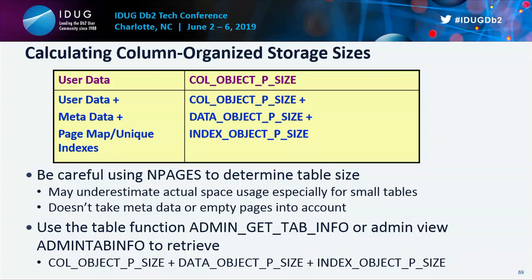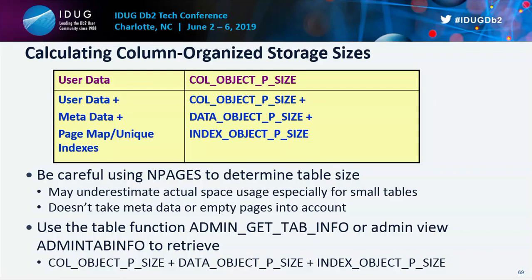So how do you do your calculations? Well, user data is equal to the column object, the size of that and the physical size. But the whole thing is your user data plus the size of your metadata plus the page map and unique indexes, and I would also argue put your synopsis table in here. And the warning here, as I said on the previous pages, is that N pages is only actually used pages. If you have super small objects with tons of columns, you may actually have a lot of space wastage due to the free pages because you chew a whole extent for every single column.